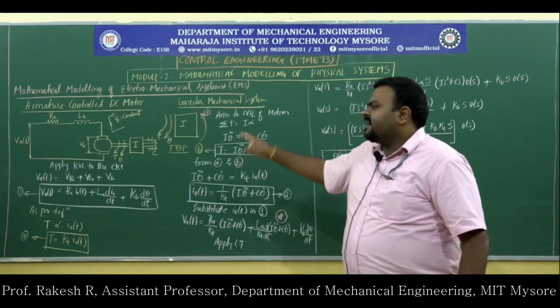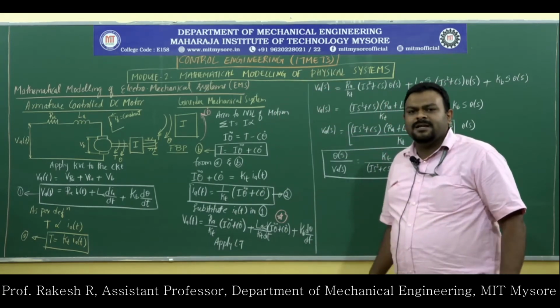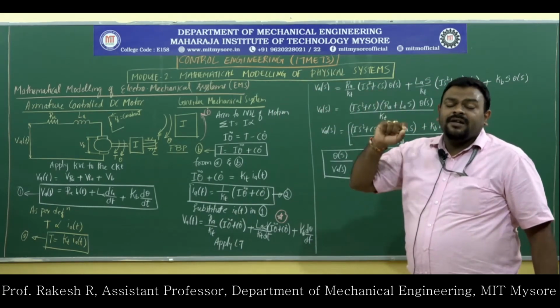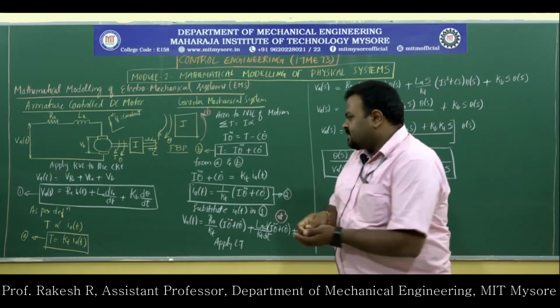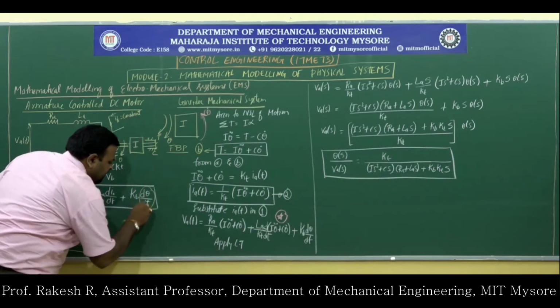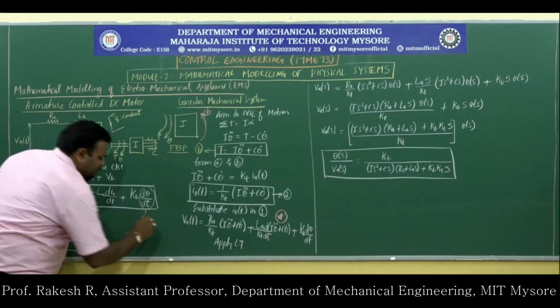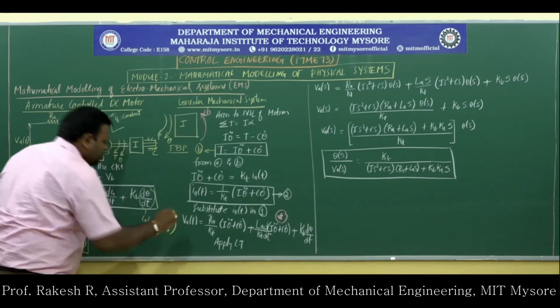Instead of d theta by dt, they can give omega. That is also correct. Omega is nothing but angular velocity, which is given by rate of change of angular displacement. Omega is equal to d theta by dt. This also they can ask. Instead of that, they will give just omega. Omega equal to d theta by dt.